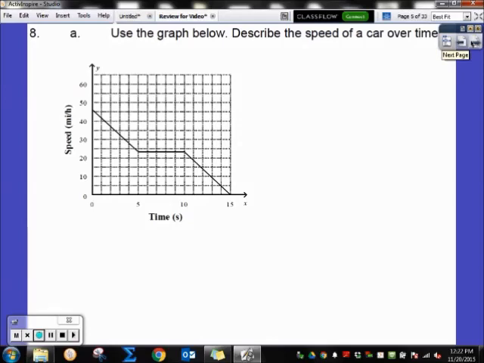Number 8, and you can write this on your graph. I'm just going to point and talk about the graph. If we want to describe the speed of the car over a certain range of time, we can say that from 0 to 5 seconds, the car is slowing down. You could just write from 0 to 5 seconds, the car slows down. Then from 5 to 10 seconds, it remains at a constant speed.